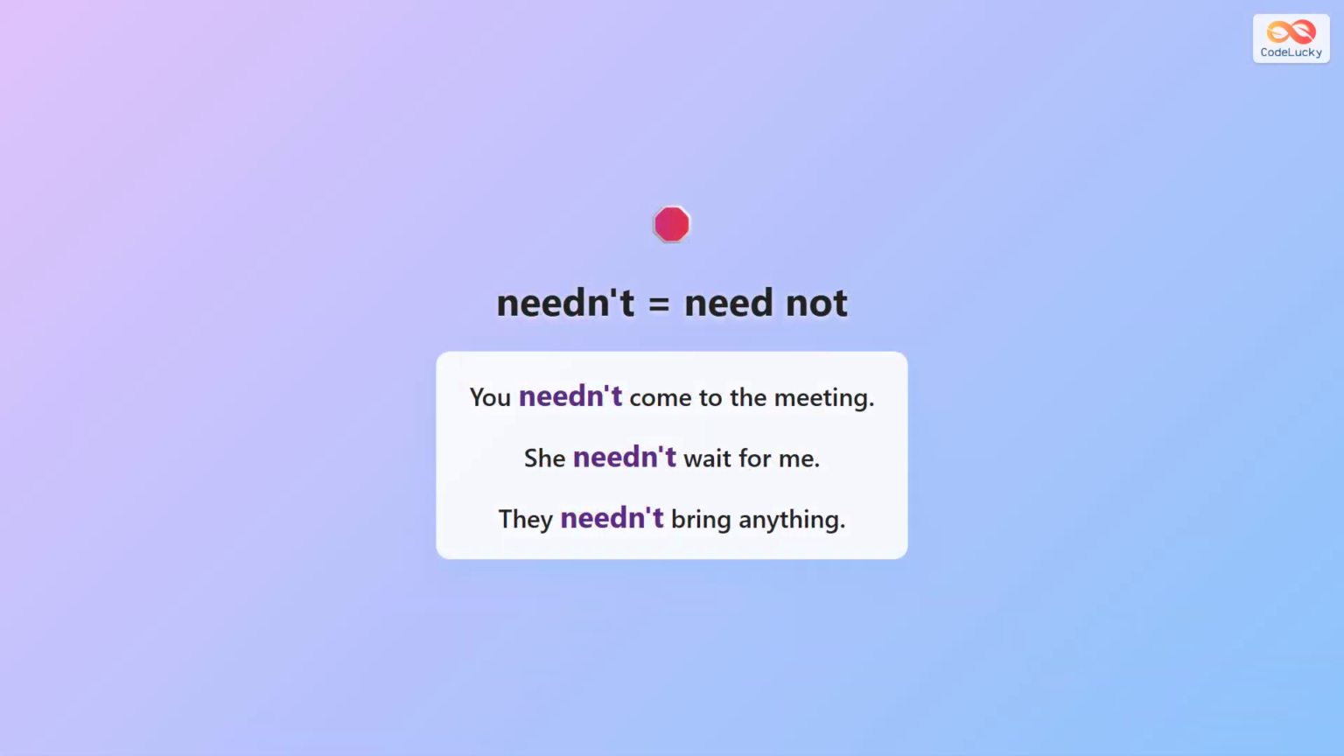Need not means no necessity or obligation. Use need not when something is not required. Need not shows you do not have to do something. It is optional, not forbidden.